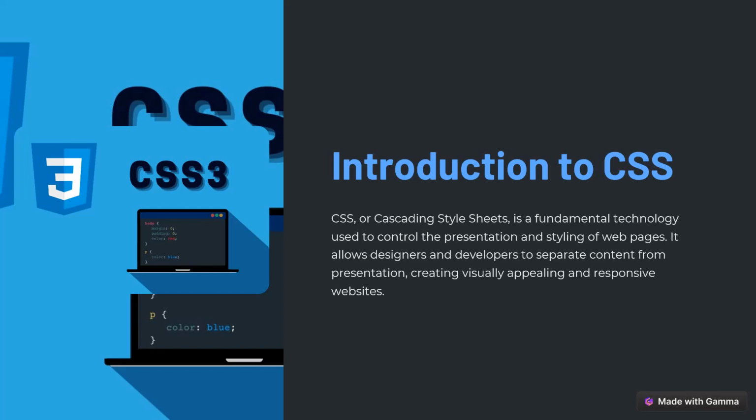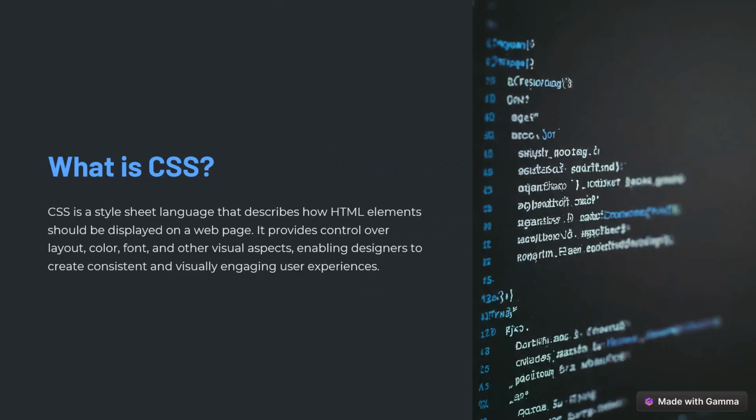It is a fundamental technology used to control the presentation and styling of web pages. It allows designers and developers to separate the content from presentation, creating visually appealing and responsive websites. CSS is a style sheet language that describes how HTML elements should be displayed on web pages. It provides control over the layout, color, font, and other visual aspects.